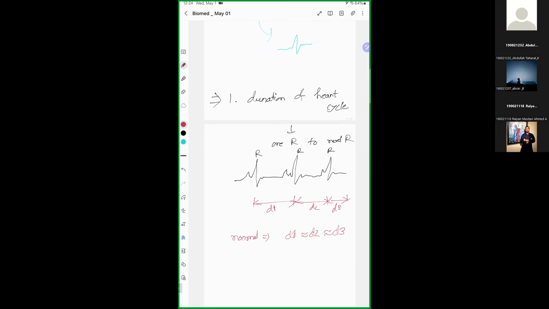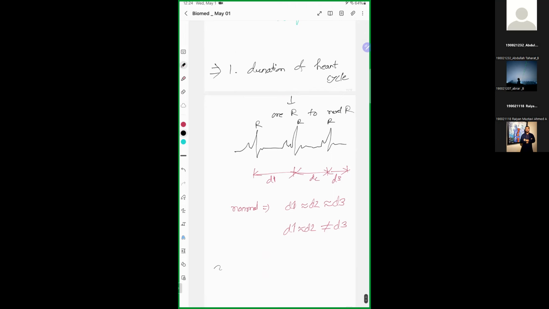In certain cases, you will find that D1 equals D2, but it is not equal to D3. That means two heartbeats are pumping in the same fashion, but the third heartbeat comes after a delay. This kind of scenario results in some kind of abnormality in the heart. We'll discuss later. So this is one process: you can measure the duration of the heart cycle, and from this you can come to some conclusions. What are those conclusions? I will be discussing a little bit later.